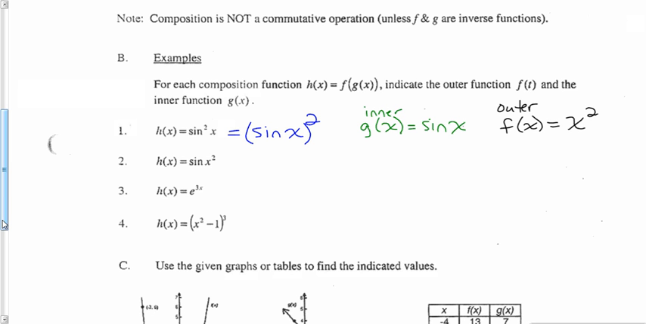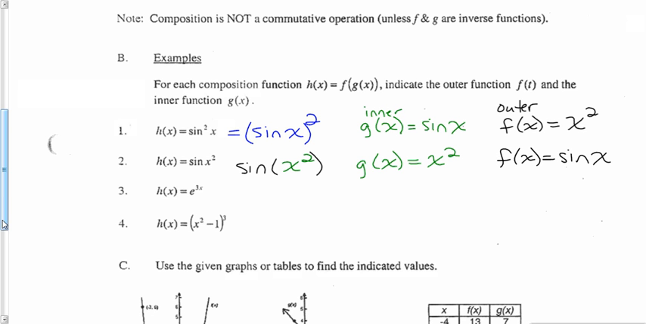Let's look at the next one. This is sine of x squared. I'm going to rewrite it using the colors I just used. My inner function is going to be green. What's the first thing I do when I input my x? I square it. After I square it, what do I do to that number? I take the sine of it. So I've identified my inner function is x squared, because that's the first thing I do to my x once I input it. The second thing I do is take the sine of that. So my outer function is the sine of x.